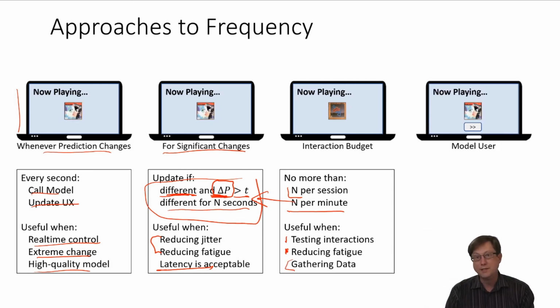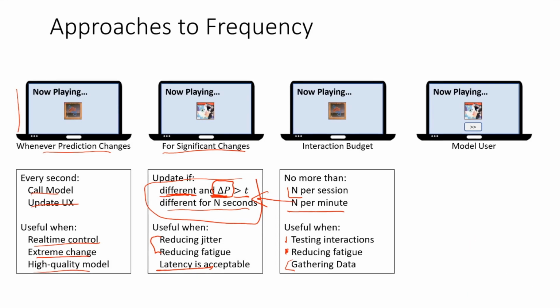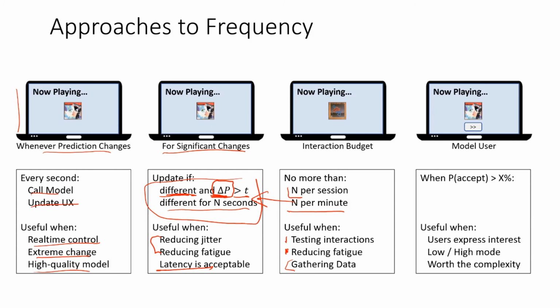Another thing you could do is explicitly model the user. So it's not just a matter of what does the model think, but what is my estimate of the probability the user will accept. So maybe I have a different model for each user on what songs, how often they like to change their song. Maybe it's a very simple model, and as long as it's above the X, I do the interaction.